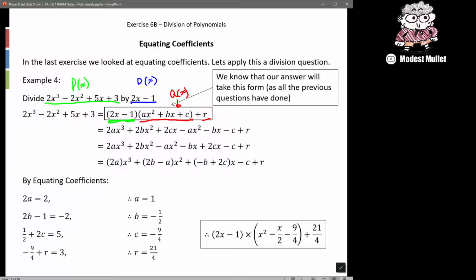Now, when we divide an x cubed term by a linear, that means this has to be an x squared. So we know our quotient answer is going to be some form of quadratic. So recognize that. We know it's going to be of some form of ax squared plus bx plus c, and then some remainder on the end.